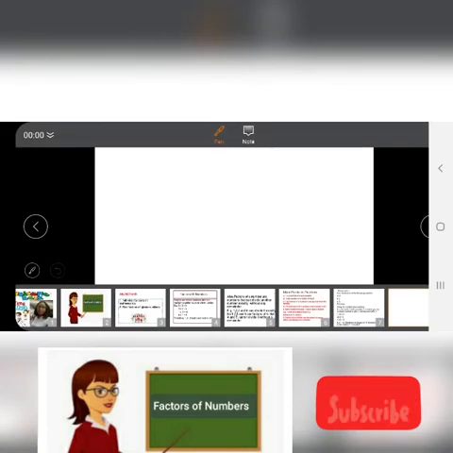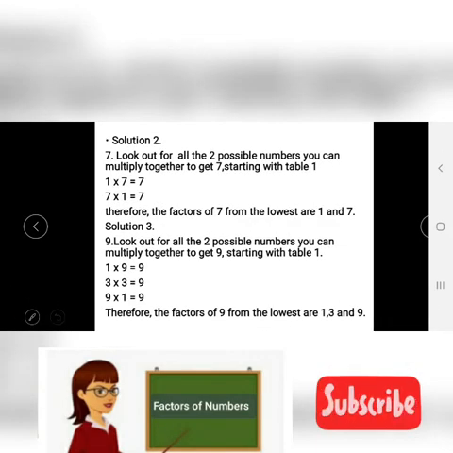Let's see another example. Okay, so we have 7. You look out for all the 2 possible numbers you can multiply together to get 7. Mind you, you have to start with table 1. So 1 times 7 is equal to 7. When I went through table 2, there was no number to multiply with 2 that's going to give me 7. So I just went through table 2, 3, 4, 5, 6. And it was so amazing that I could not get any number to multiply with those ones until I got to table 7. So I had 7 times 1, you have your 7. Therefore, the factors of 7 from the lowest are what?